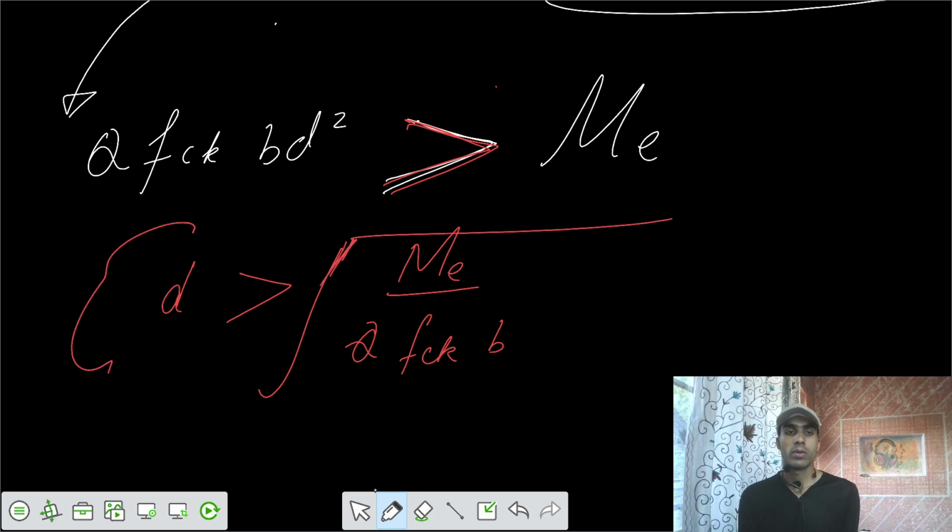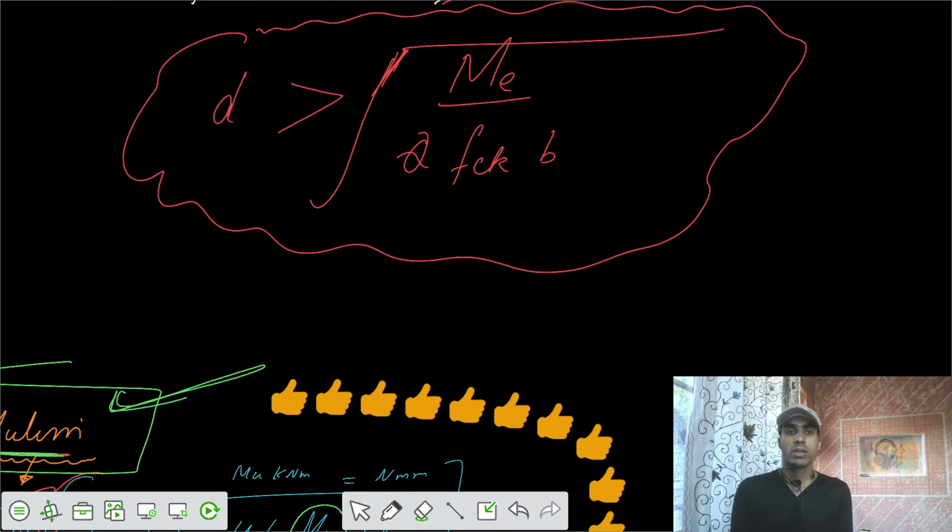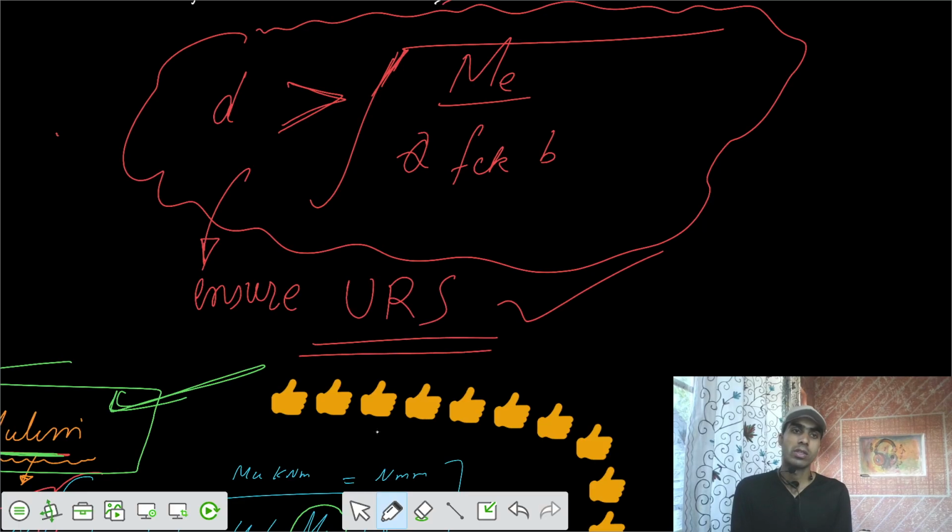This is one more important equation we have: the depth should be greater than the square root of ME by Q FCK B. When I write that it should be greater than this, it ensures that the section is under reinforced. So this one is very important.